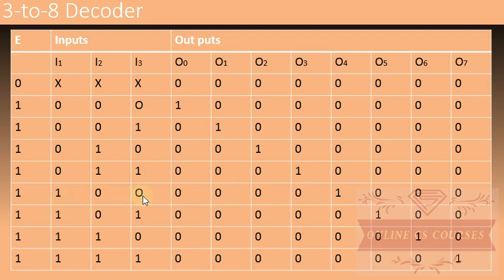100 is the binary value of 4, so O4 here is 1, and remaining all outputs are 0. Here 101 is the binary value of the 5, so here we have O5 1 and remaining outputs are 0. 110 is the binary value of 6, here O6 is 1 and the remaining outputs are 0. 111 is the binary value of 7, so here O7 is 1 and the remaining all the outputs are 0. So this is the function table of the 3 to 8 decoder.